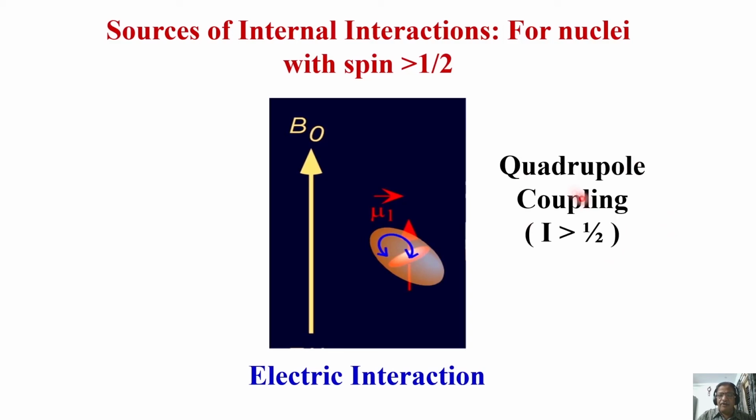Here we have a quadrupolar spin that we are not discussing anyway. This is an electric interaction when the nuclei have spin greater than half. This is also a dominant interaction.